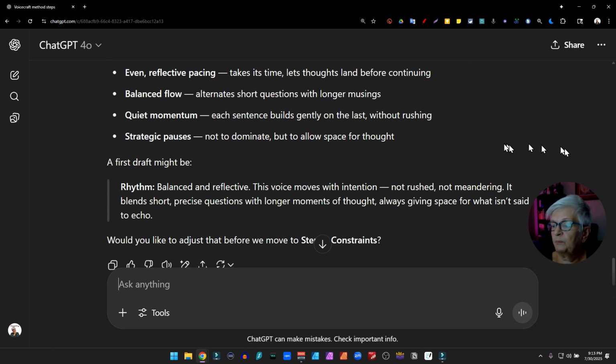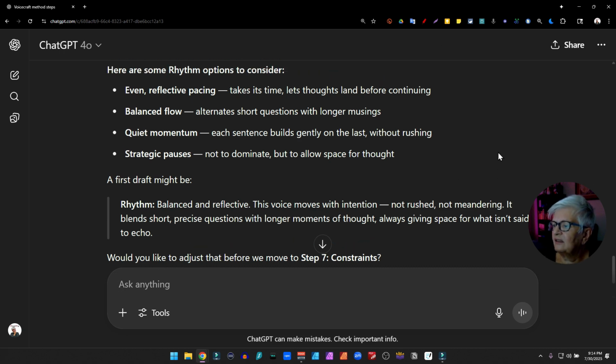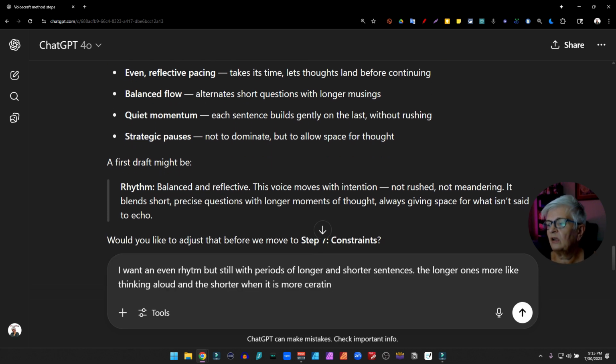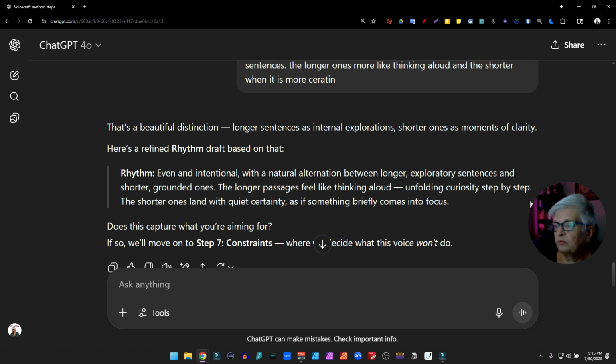A first draft might be rhythm, balanced and reflective. This voice moves with intention, not rushed, not meandering. It blends short, precise questions with longer moments of thought, always giving space for what isn't said to echo. I don't know if that is exactly the rhythm I want. So I'm writing here, I want an even rhythm, but still with periods of longer and shorter sentences. The longer ones more like thinking aloud, and the shorter ones when it is more certain. That's a beautiful distinction. Longer sentences as internal explorations, shorter ones as moments of clarity.